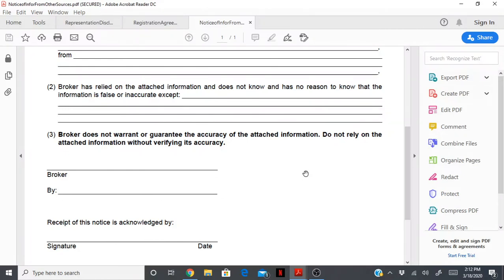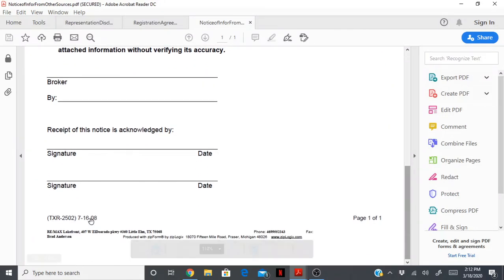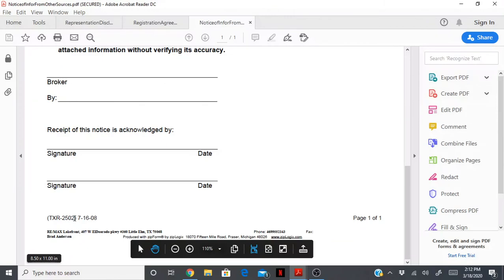Okay? So you can kind of see why this document is important. Why? Because who do they blame? The realtor / broker sometimes. Okay, you should have known. You should have told me. I should have been made aware. Okay, so this is why it's important that at whatever juncture you get an additional piece of information, you have them sign this document. Okay, and that is TXR form 2502, as stated right here.